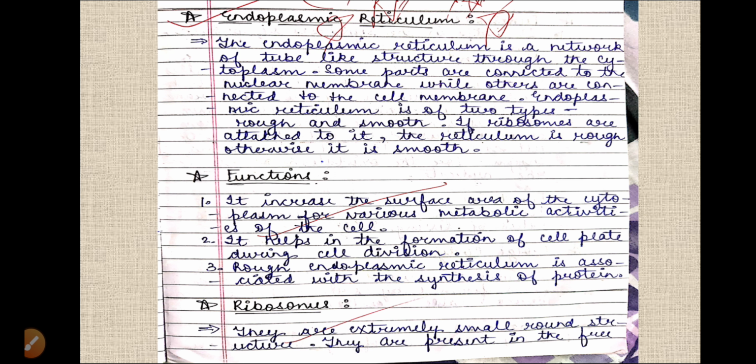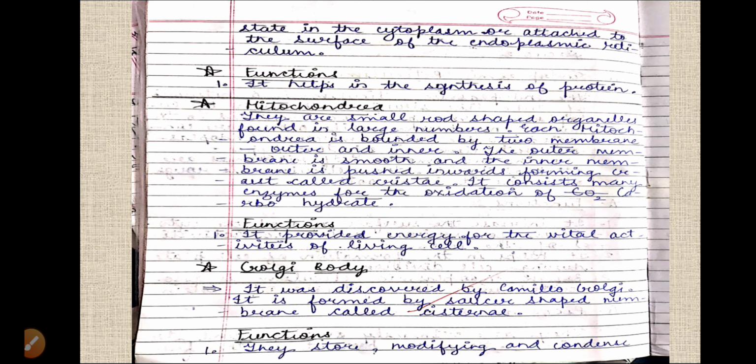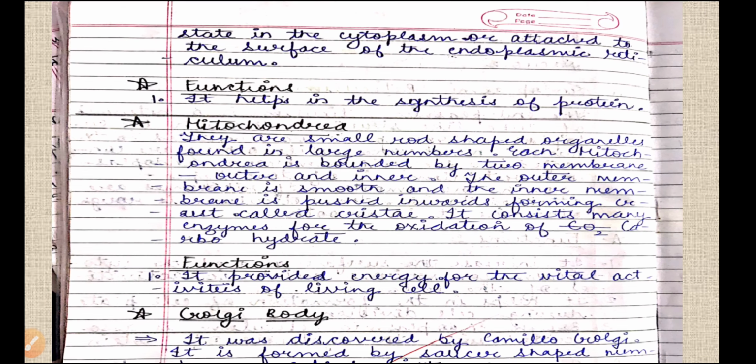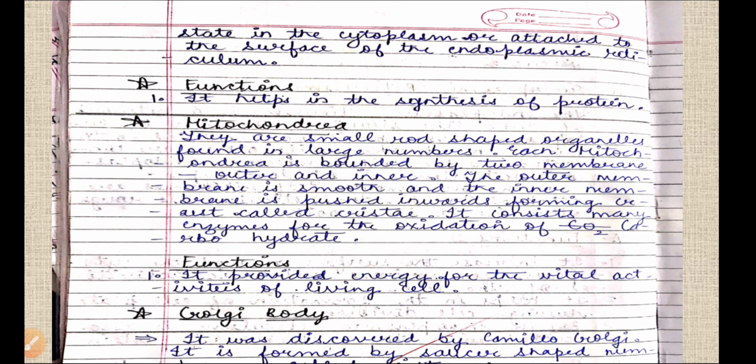Ribosomes. They are extremely small, round structures. They are present in the free state in the cytoplasm or attached to the surface of the endoplasmic reticulum. Functions: it helps in the synthesis of protein.